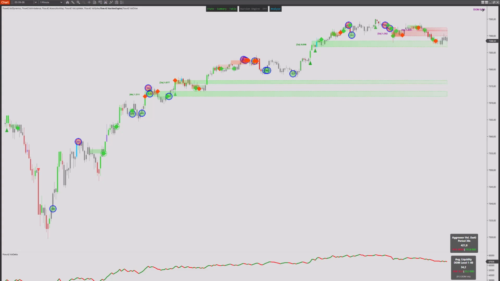Watch this move. Buyers step in right here, the suite marks it. Then the pullback, sellers tried, and they got absorbed. You see it in the shaded zones here. The level holds, the move continues.